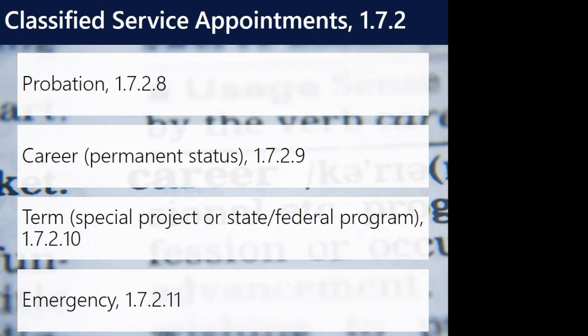Oh, yeah. So the career employee, that's someone who has obviously served their probation, right? And they are now a career permanent employee under this rule. That means they have property rights, right?